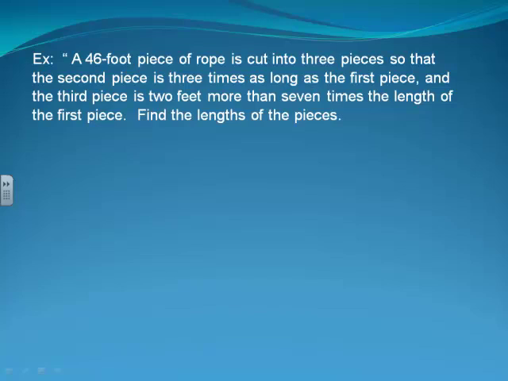Next problem. A 46 foot piece of rope is cut into 3 pieces so that the second piece is 3 times as long as the first piece, and the third piece is 2 feet more than 7 times the length of the first piece. Find the lengths of the pieces. Okay, now this problem has 3 pieces. You've got your first piece, and your second piece, and your third piece.